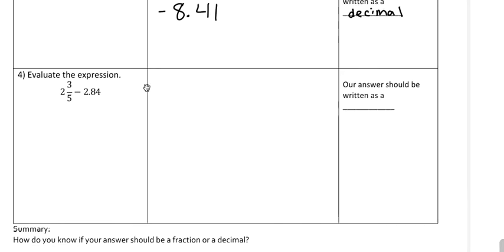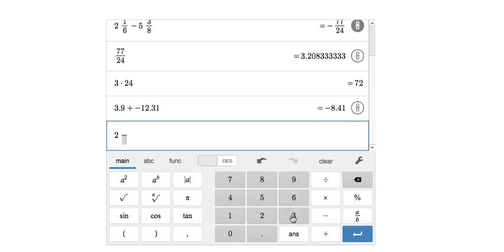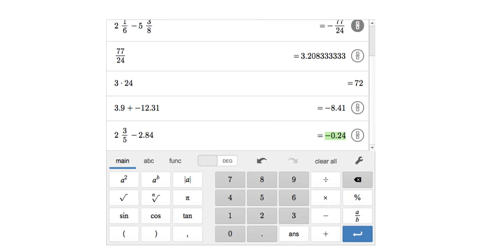Okay, last one. Here I have a fraction and a decimal. If I have a fraction and a decimal, I do want my answer to be written as a decimal. So 2 and 3/5 minus 2 and 84/100. So we'd use our calculator. 2 and 3/5, so space, fraction, 3 over 5. I can use my keyboard for this as well. Minus 2 and 84/100. And our answer would be negative 0 and 24/100.